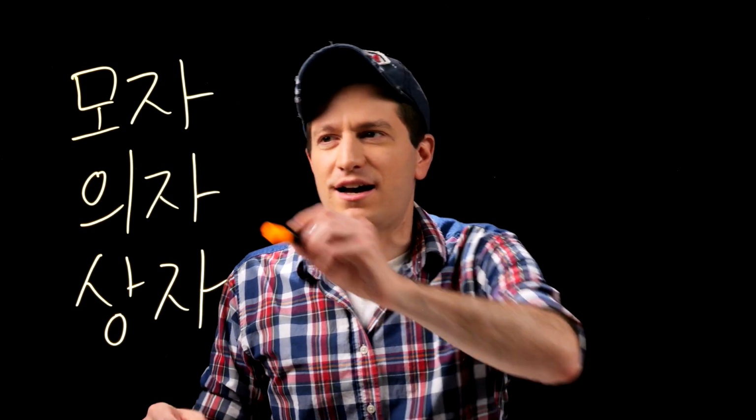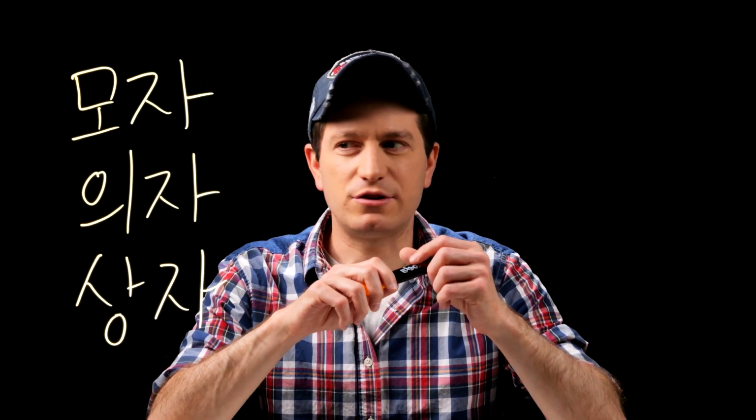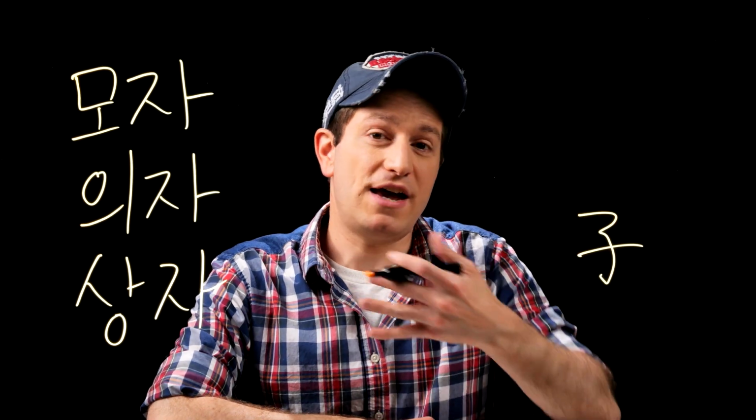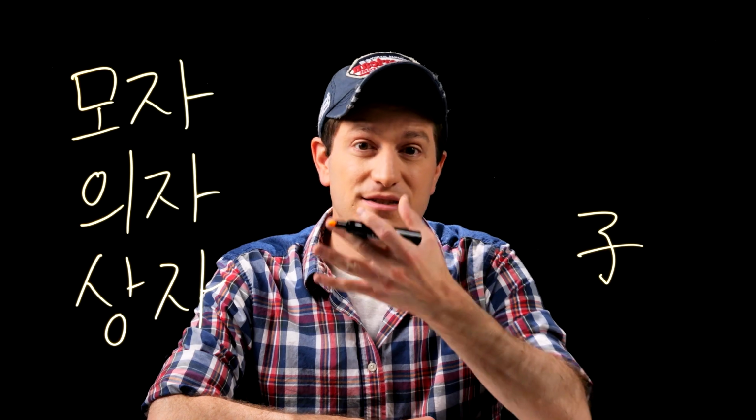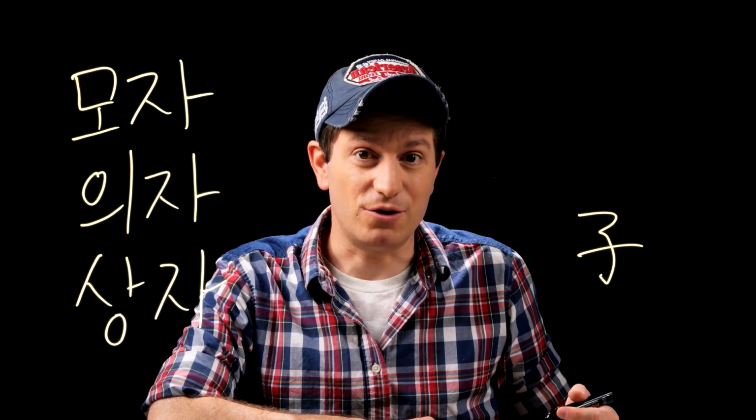So I think it's because adding this 자, this particle, makes the word a noun, and it means a noun with the properties of whatever comes before it. So literally, 상자, a noun with the properties of a box, is a box. What I don't know, however, is why they selected this specific character. If anyone speaks Chinese and knows why they picked this one and not another character, please let me know in the comments. I would be curious to know.